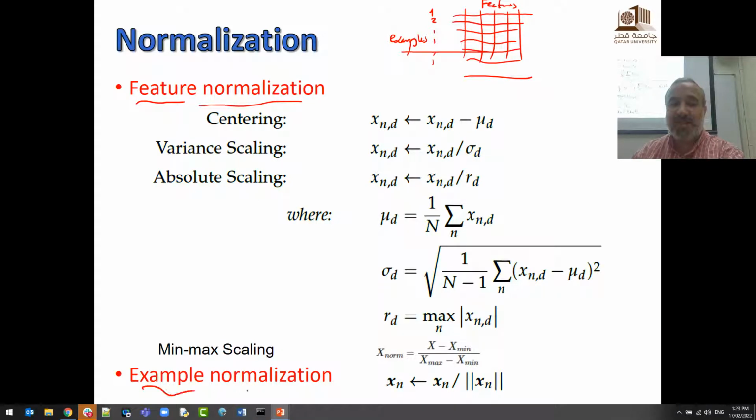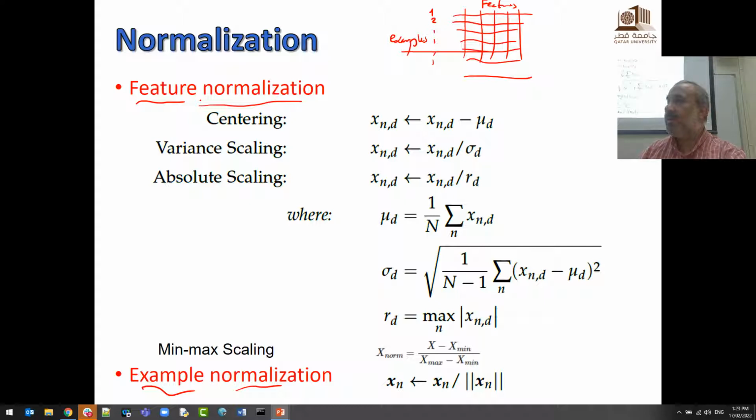The other type is called example normalization. This one deals with individual examples. So in this view, it is applied on rows, not columns. Is that clear? Feature normalization is done on features, and example normalization is done on examples. One is done on individual features across all examples, and the other is done on individual examples across all features. The training set has multiple labeled examples. That's what we mean by example.